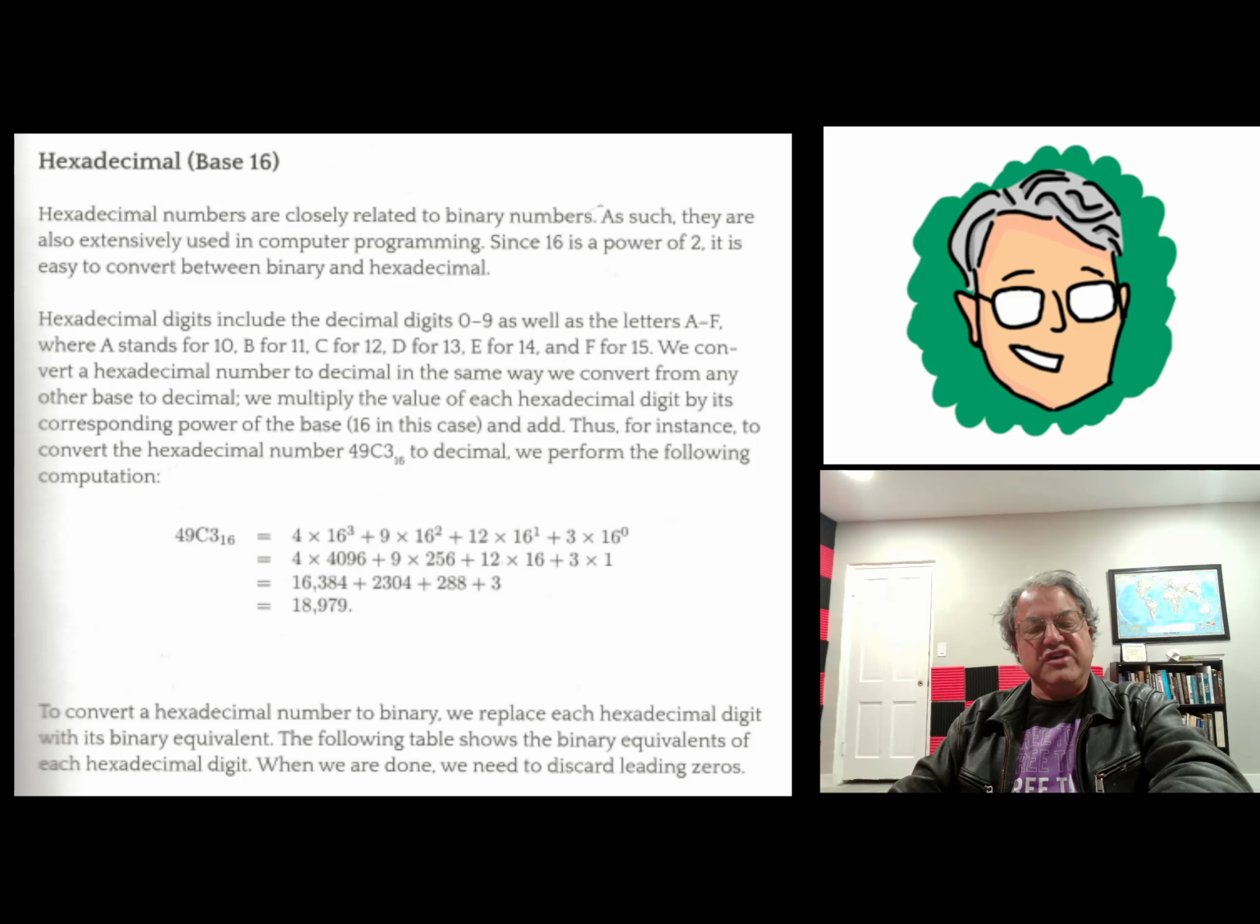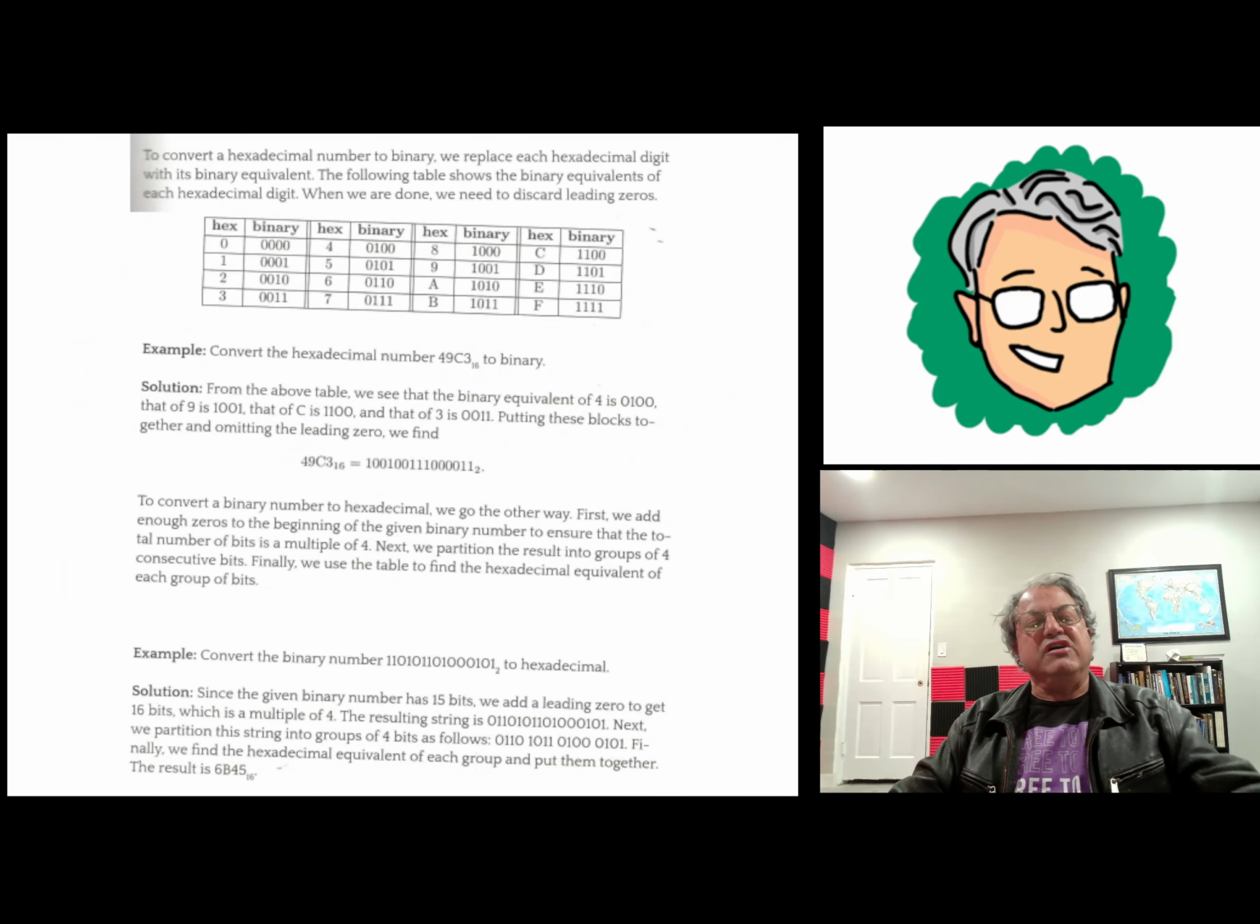So, anyway, that's how to go from hex to decimal. And now I'm just going to talk about how to go from hex to binary and vice versa. Suppose we want to convert the same number 49C3, which is written in hexadecimal, to binary. How will we do that?